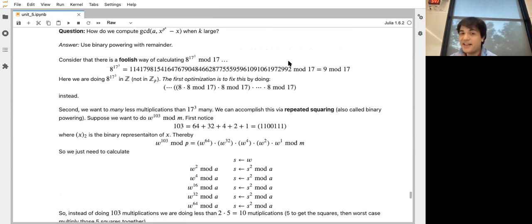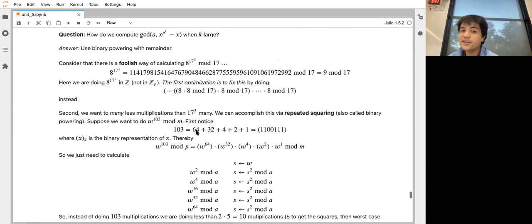The second thing that we want to do is something called repeated squaring. For this 8 to the 17 cubed, we don't actually want to do 17 cubed many multiplications. That's totally unnecessary. So I'm going to use a smaller example first, and we're going to return to the 8 to the 17 cubed one later. Suppose I want to take something to the power of 103. Its binary equivalent is 1100111, which means that 103 is equivalent to the following sum: 64 plus 32 plus 4 plus 2 plus 1.